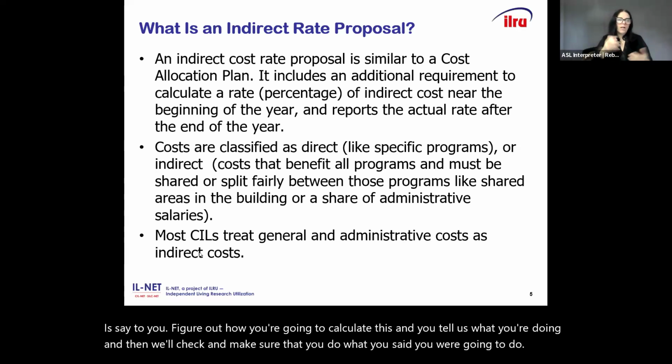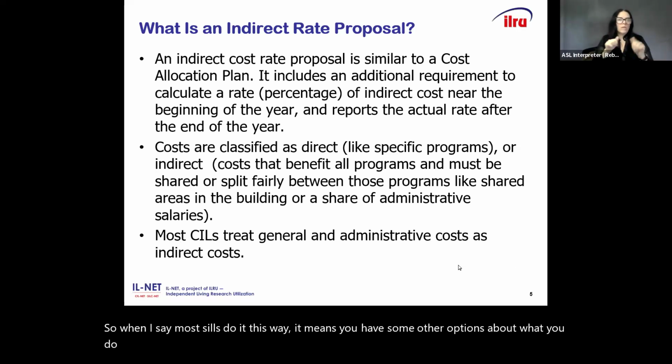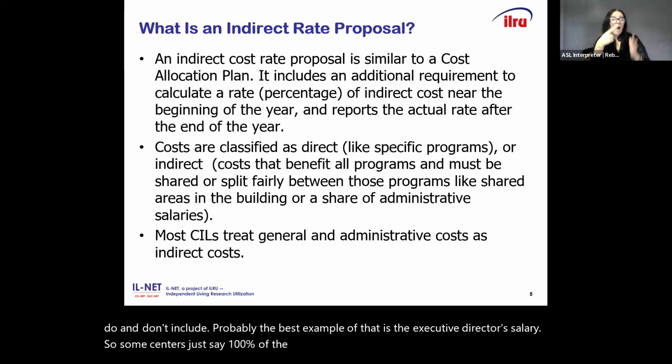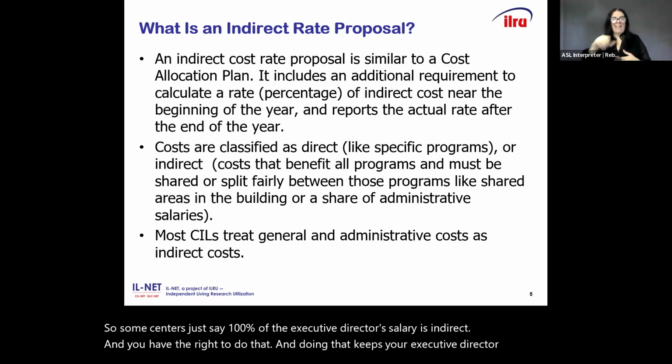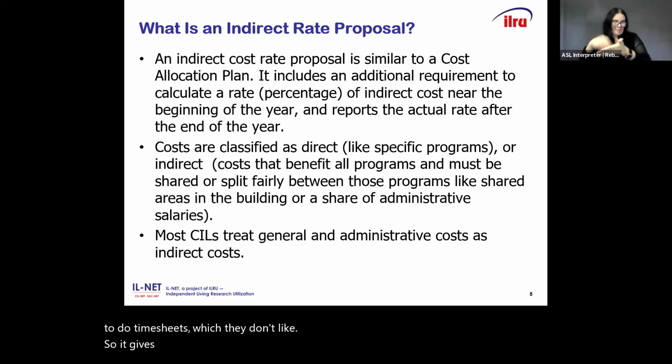So when I say most CILs do it this way, it means you have some other options about what you do and don't include. Probably the best example of that is the executive director's salary. So some centers just say 100% of the executive director's salary is indirect. And you have the right to do that. And doing that keeps your executive director from having to do timesheets, which they don't like. So it gives you an option to treat 100% of it and not have to split out the costs.